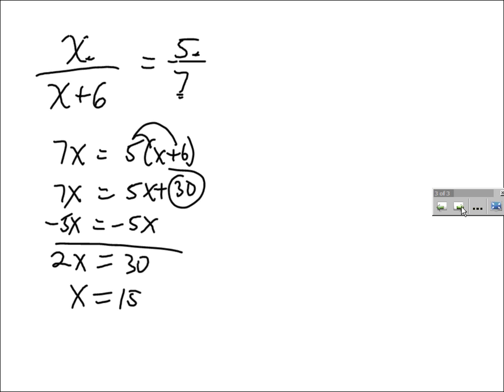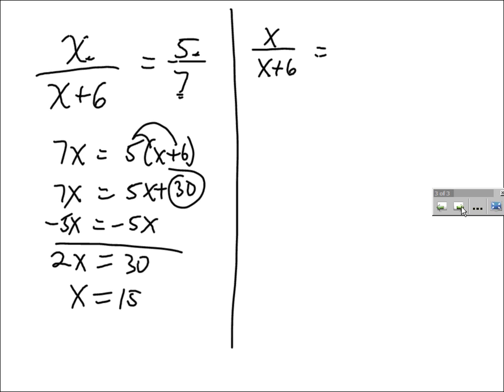2 times 15 is 30. That is way, way too complicated in my opinion. Much, much too complicated. These two differ by 6. In fact, the bottom is 6 larger. I mean, after all, if you take the top, which is x, and you add 6 to it, you get the bottom. The bottom is 6 larger.